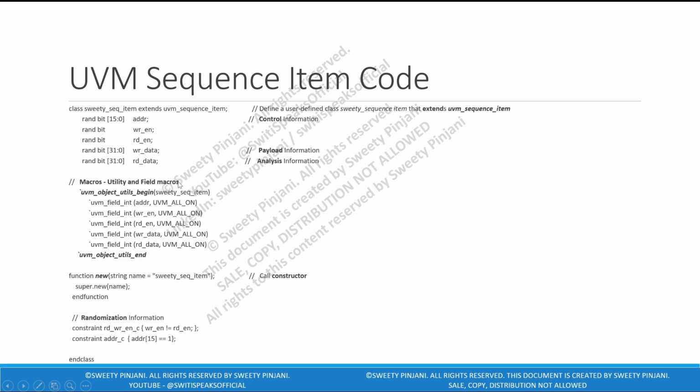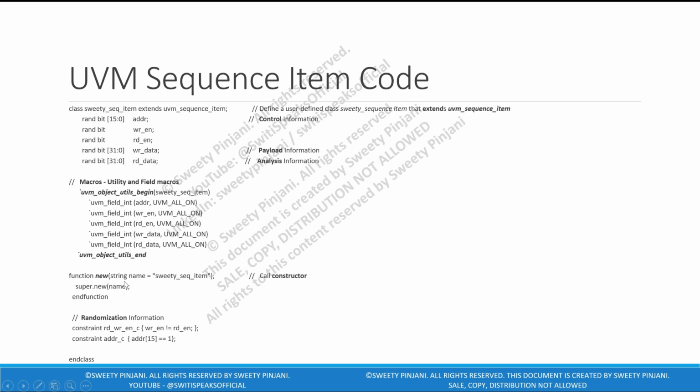Then you have utility and field macros. Field macros are always enclosed between the utility macros. Since UVM sequence item is an object, we use UVM object utils begin and UVM object utils end. And inside the object utils, you specify the name of your sequence item. And then field macros contain two arguments. First will be the name of your variable, and second is for what operations these variables will be on. In my case, I am keeping my variables on for all operations, meaning all sorts of operations, copy, compare, and whatever is possible that can happen on my variables.